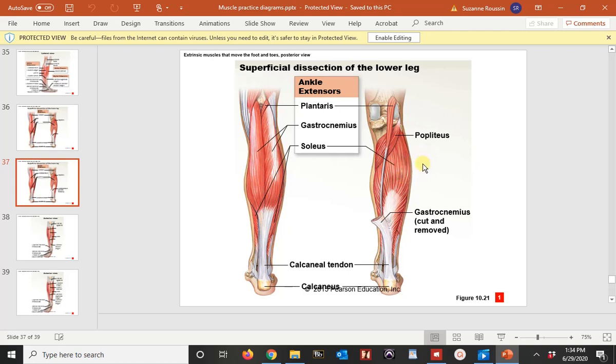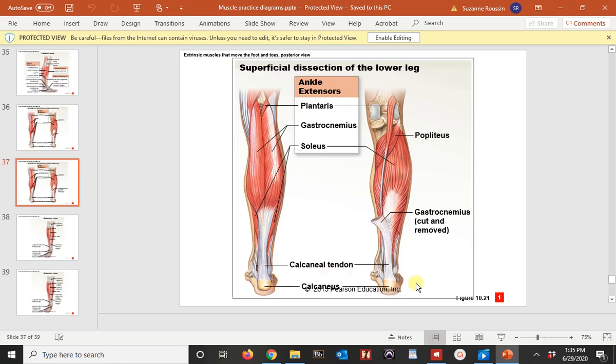Here is the posterior lower leg. This is the back of the leg. And you notice up here you have your calf muscle, and it turns into your Achilles heel back here, and then your foot bone down here, not your ankle bone, but your heel bone. So as a review for the bones, your heel bone is called your calcaneus, right?